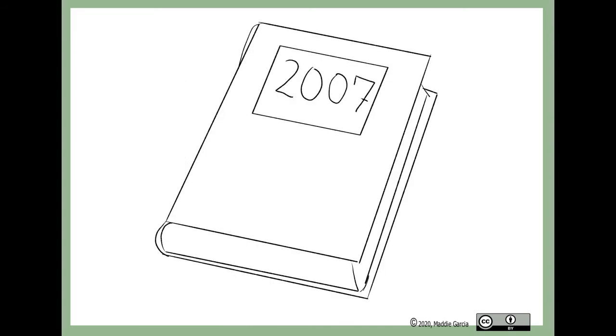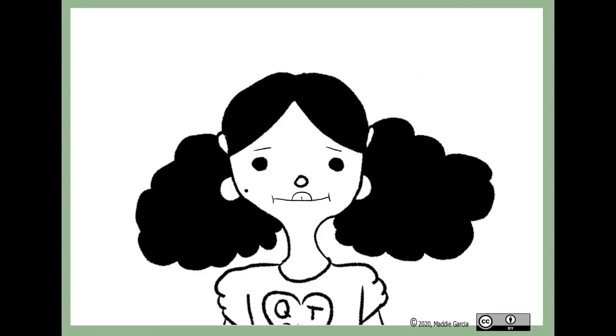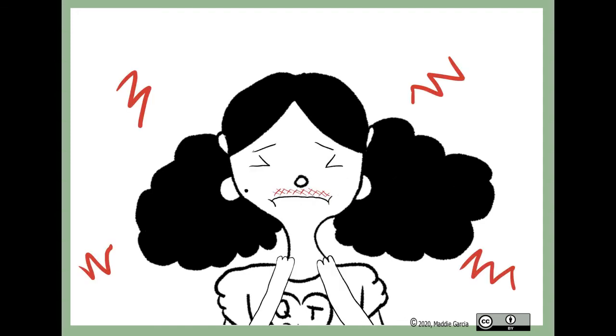So I'm actually going to take a page from my own little memory book and take you back to 2007, where a little Maddie was often found running her tongue against her upper lip and philtrum, the area above the upper lip, to the point of it actually causing sores.